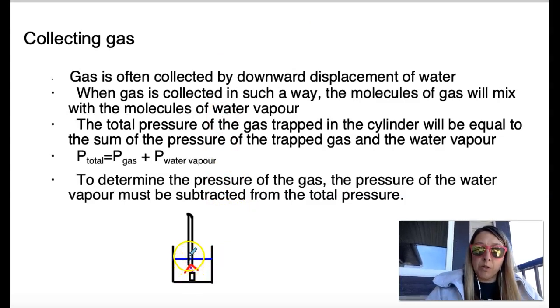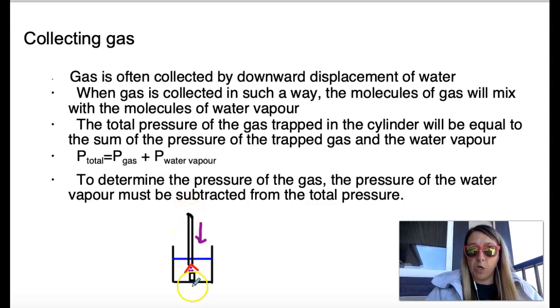And those bubbles are going to travel up the cylinder. As they travel up the tube, the water is going to go down, because the gas is going to start to occupy this space. The more we continue to bubble the gas, the more the gas is going to occupy and the more it's going to push the water down.